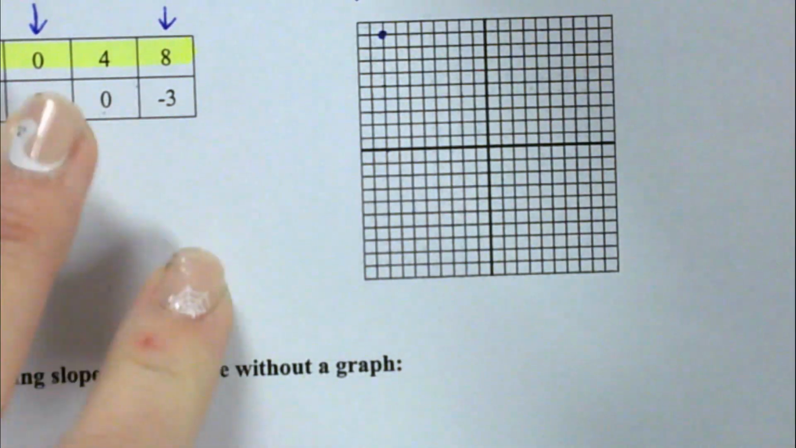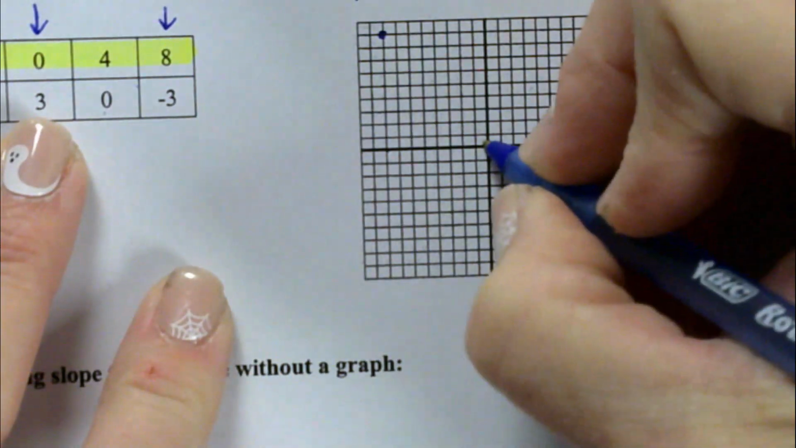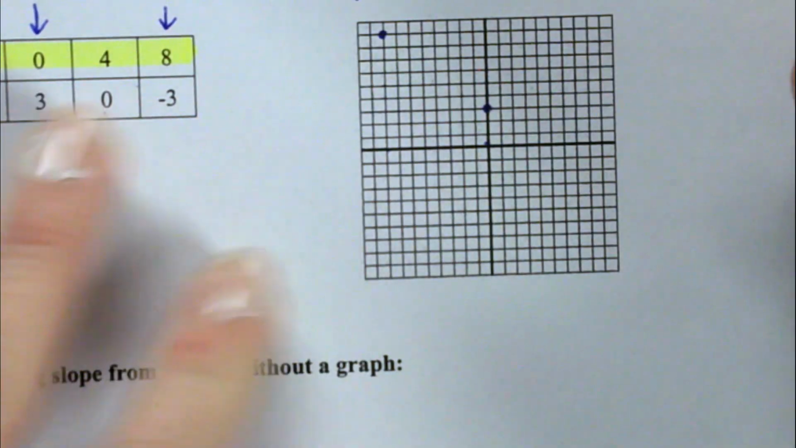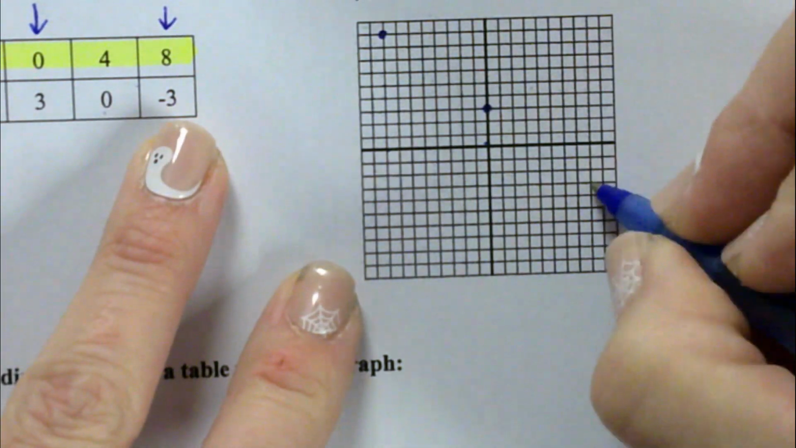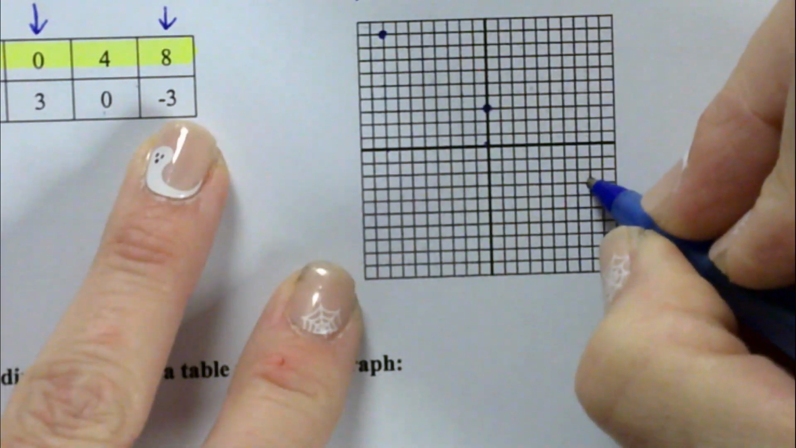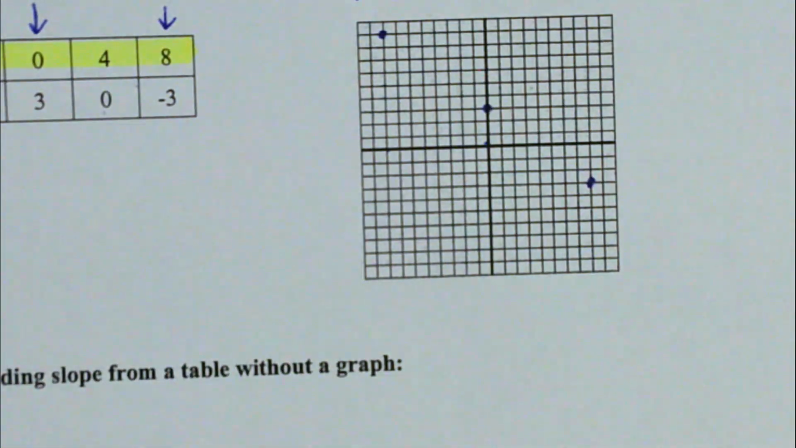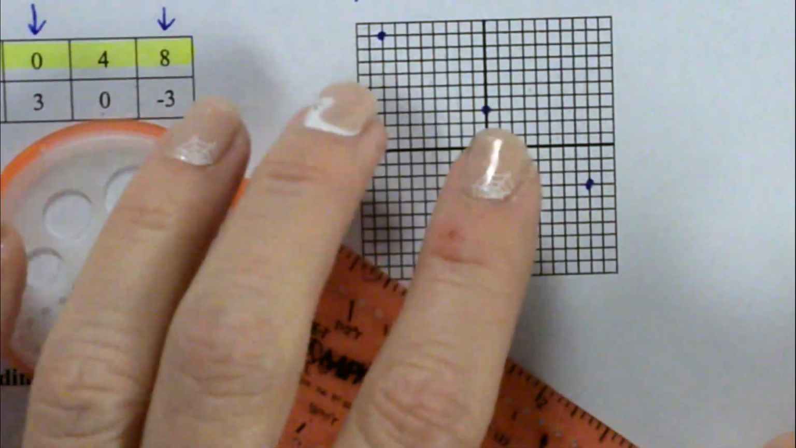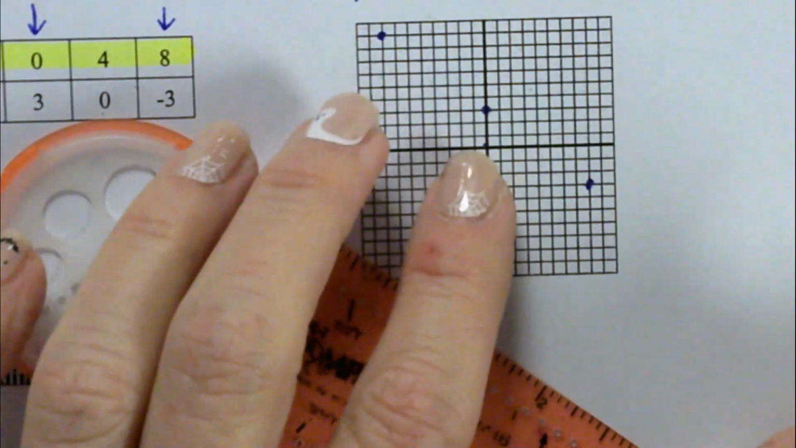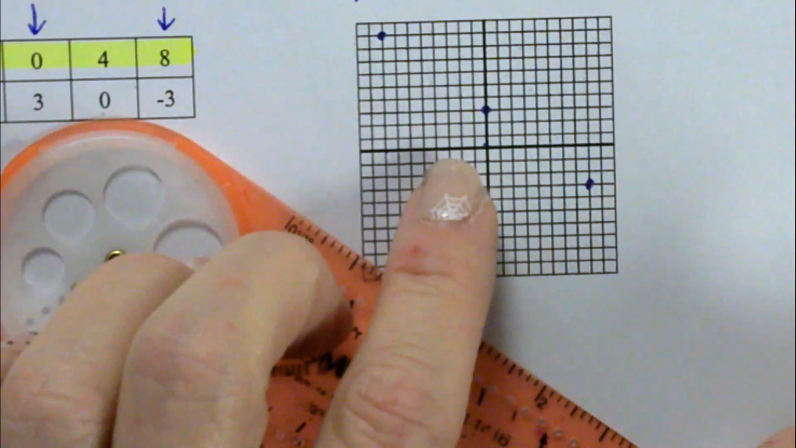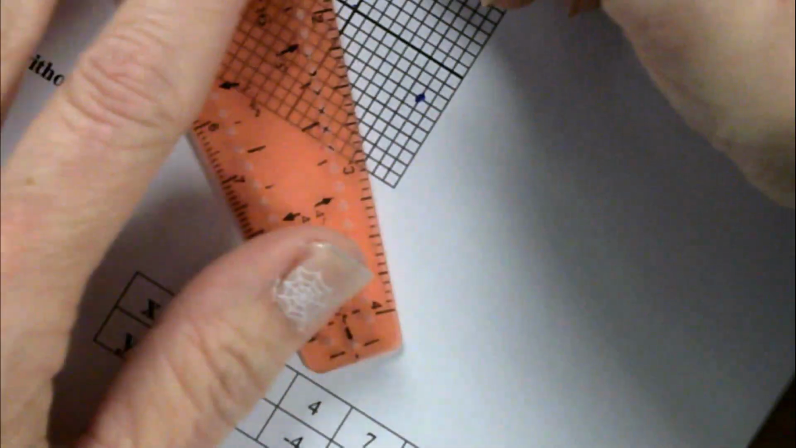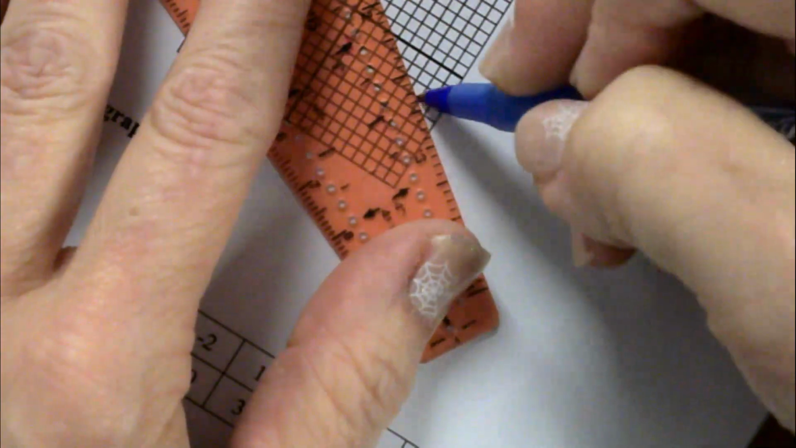There's that one. Then I'm going to have 0, +3. And then I'm going to have 8, -3. Okay, another note, if you do this, it's best that you graph in pencil because if you mess up, you have to erase it. So I don't recommend graphing in pen. So I'm going to line up the first and the last dots.